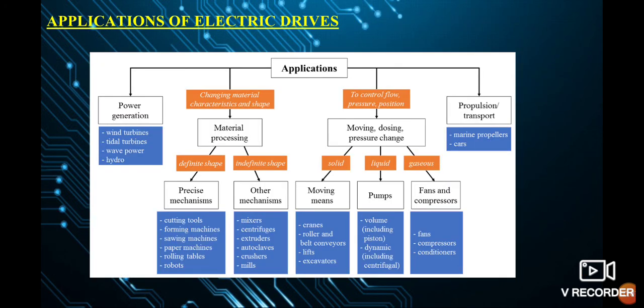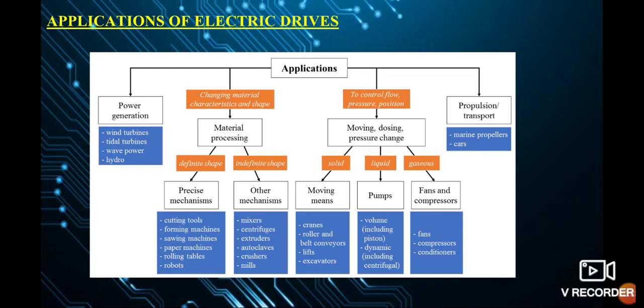Last one is the application of electric drives. So it has various applications for power generation. It has applications over wind turbines, tidal turbines, wave power and hydro. Next one, for changing material characteristics and shape, it has material processing, that is definite shape and indefinite shape.